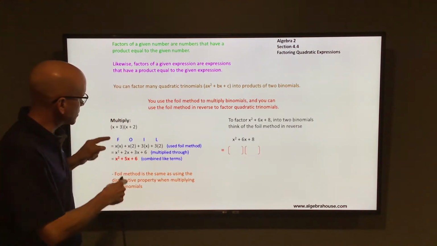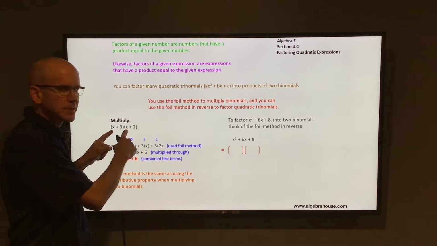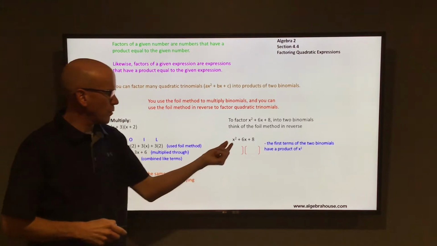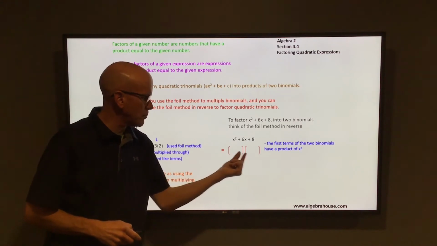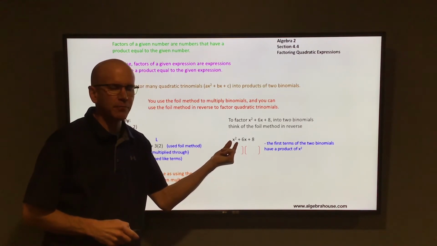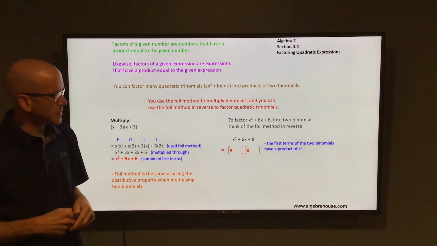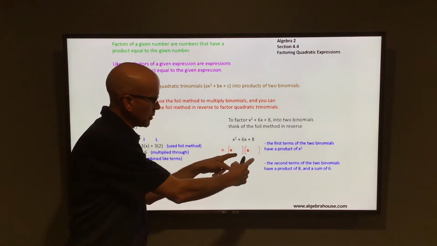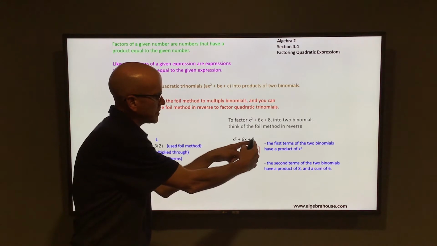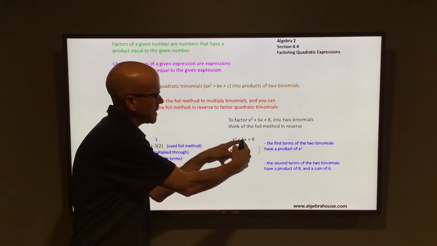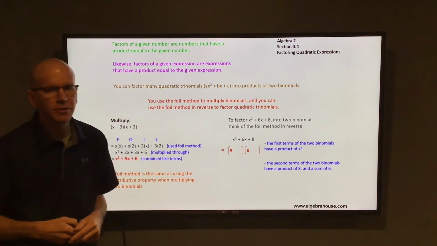Remember, these first terms out here, x and x, made this first term x squared. So the first terms of the two binomials would be factors of this first term, x squared. They'd be x and x. Then the second terms of these two binomials will multiply to make 8, multiply to make the last term, and add to make 6. Add to make the coefficient of the x.